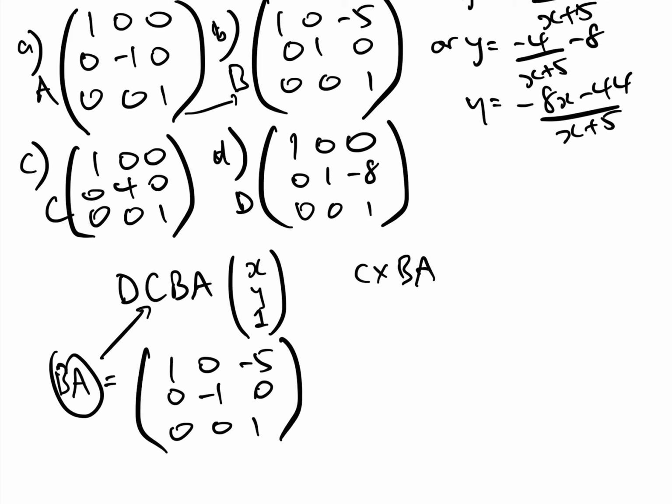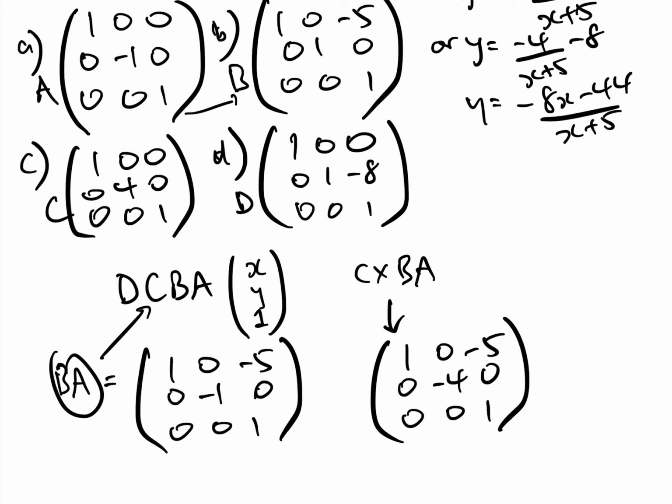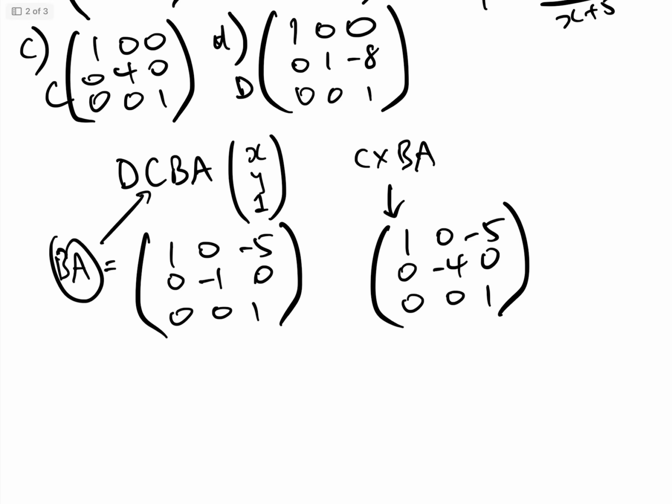So C times BA, and that gives us 1, 0, minus 5, 0, minus 4, 0, 0, 0, 1. Again, if you don't know how to multiply 3 by 3 matrices, check out our video on that topic. And then we have to multiply this by D, so D times CBA, and let's just write this one out in full.